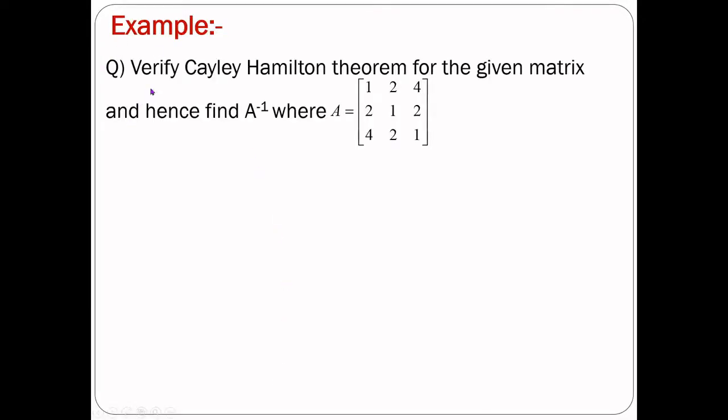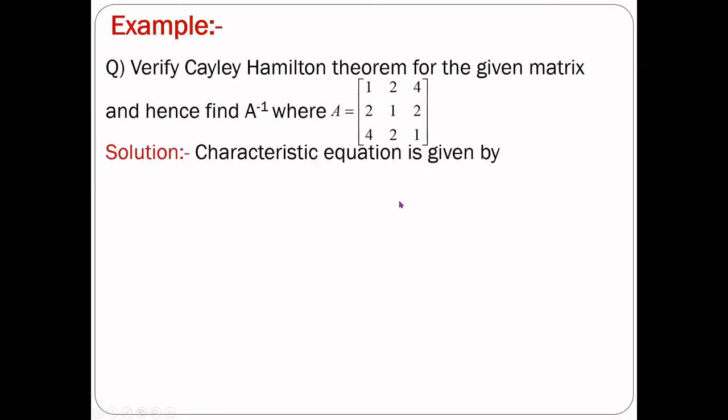Verify the Cayley-Hamilton theorem for the given matrix and hence find A inverse, where A is a matrix of order 3 cross 3, which is given here. So we have to verify the Cayley-Hamilton theorem here and also find A inverse. That is the main use of the Cayley-Hamilton theorem, to get the inverse of the matrix. So to verify the Cayley-Hamilton theorem, we must know the characteristic equation for the given matrix.